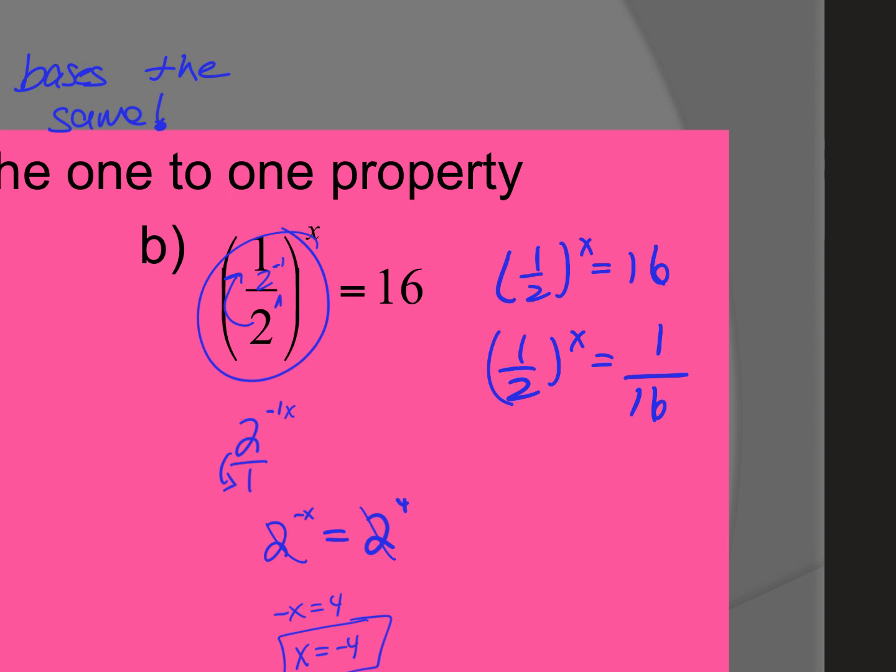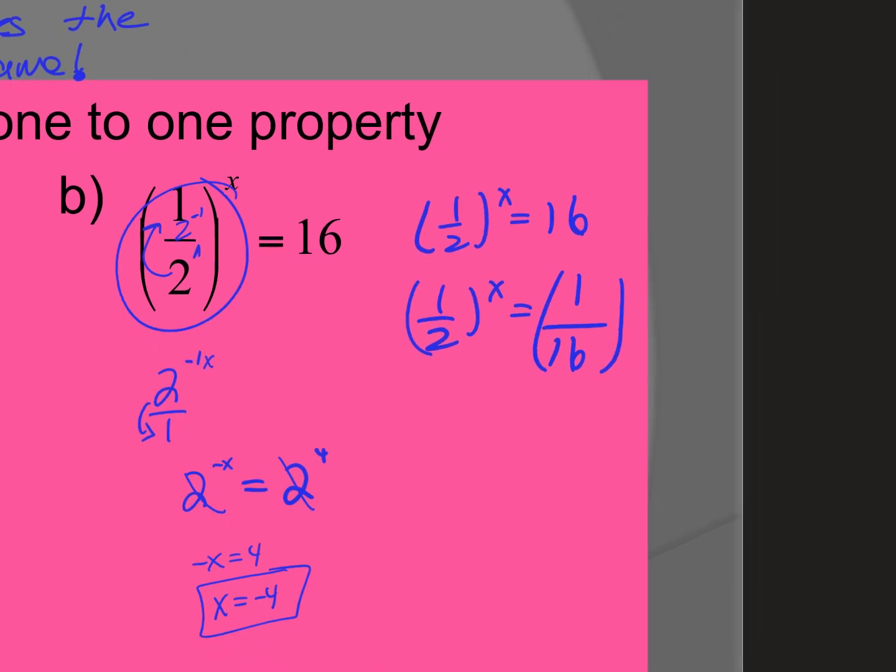Can I rewrite 16 as something else? No. What can I rewrite 1 over 16 as? I could do 1 over 2, right? To what power? To the negative 4th. Are my bases now the same? Yeah. So what does x equal here? Negative 4, same thing. Somebody in A period said that they saw it better that way.